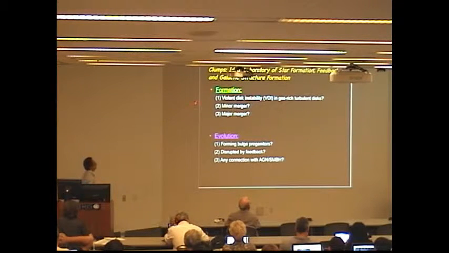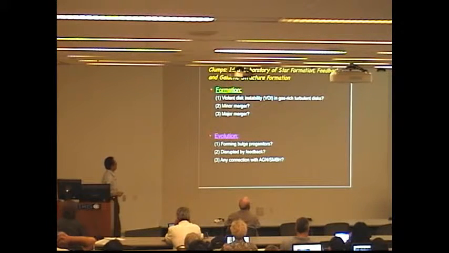We want to know what the formation mechanism of those clumps is. Are they formed due to violent disk instability? That means they are formed in situ. Or are they formed due to minor merger or major merger? Both are ex situ processes. And once they are formed, how are they going to evolve?